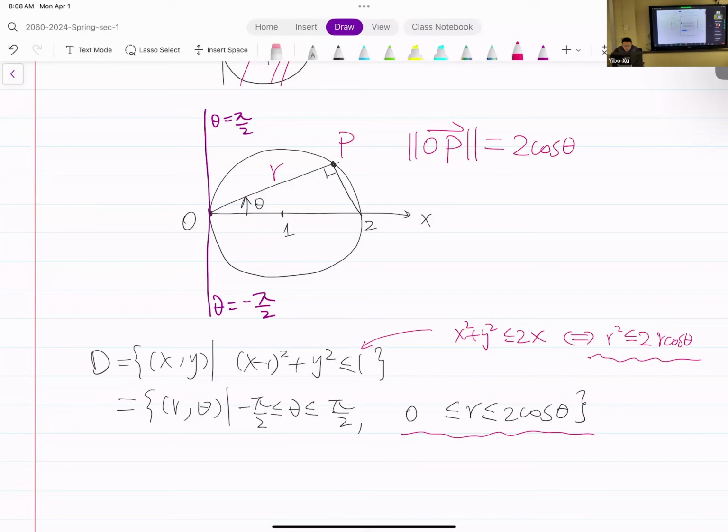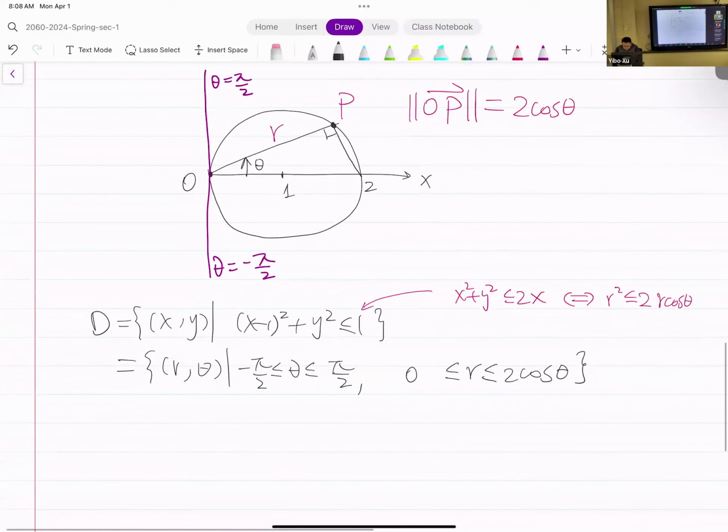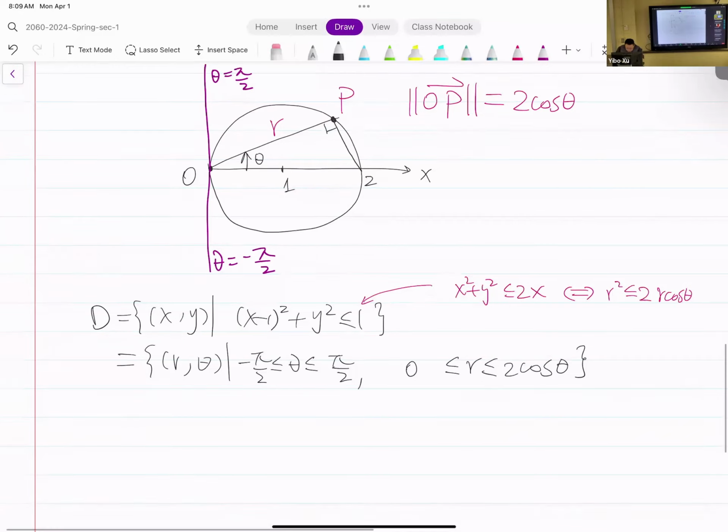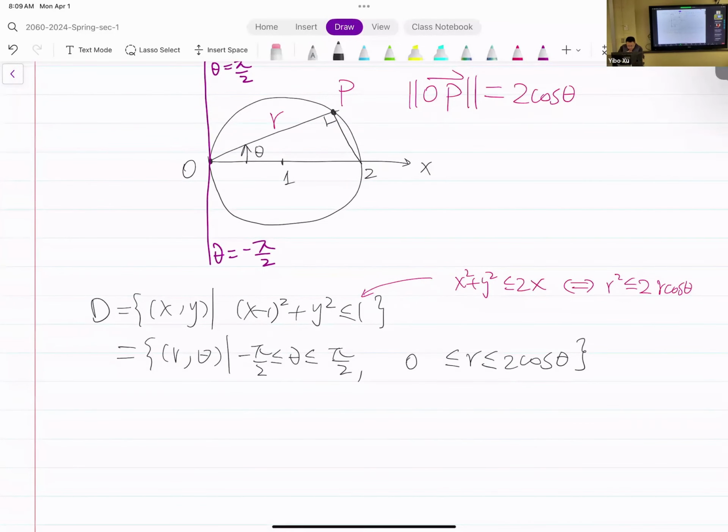Yeah, let me do examples. Right, so there's always various ways to describe probabilities. Right, so any questions? All right, so here we have the descriptions of these regions using polar coordinates.